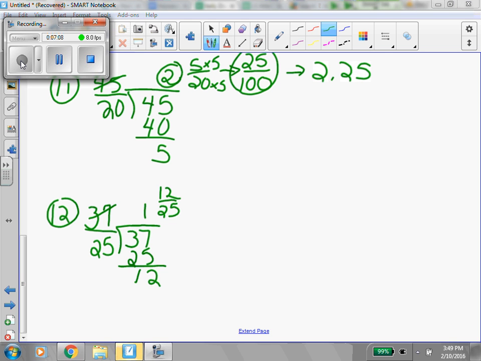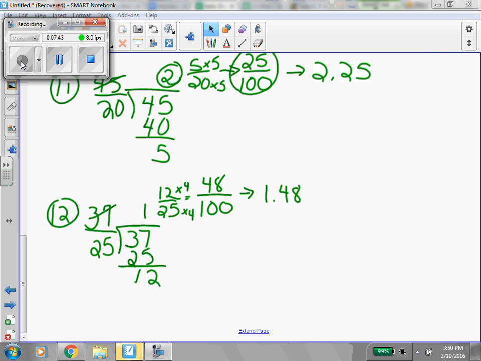How do I turn that into a decimal? Remember, decimals can be in tenths, hundredths. We're not doing thousands or 10,000s. Tenths, I can't really do because the 25 is larger than tenths, so I will try and make it into a hundred. 25 times what is 100? 25 times 4 is 100. 12 times 4 is 48. So my answer is 1 and 48 hundredths. And how do you write that as a decimal? 1 and 48 hundredths. So there's your answers for number 7 through 12. Hopefully that helps, Eamon.